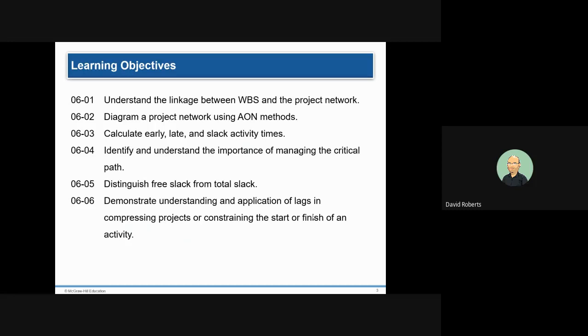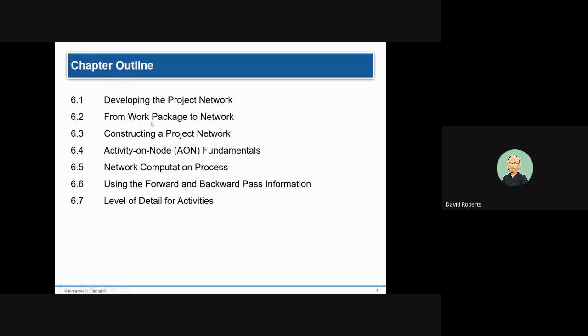We're going to calculate early, late, and slack times. We're going to identify the critical path. We're going to talk a little bit about free slack versus total slack. Total slack is more important. And we're going to talk a little bit about lagging. So really the first 4 objectives are the most important. So again, here's the outline.